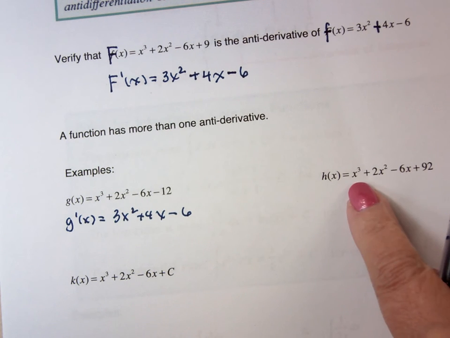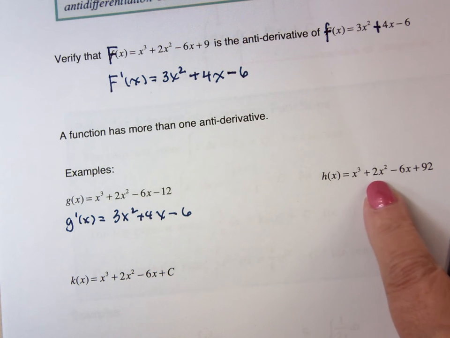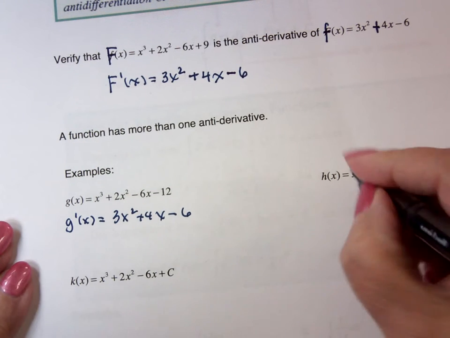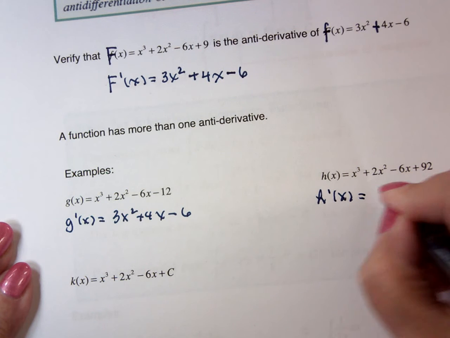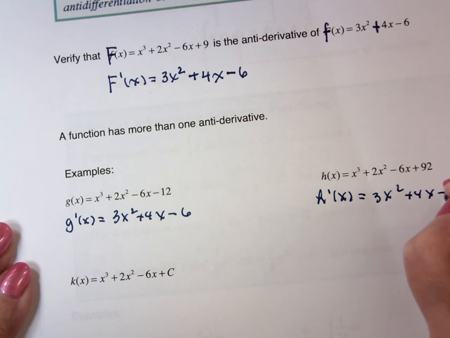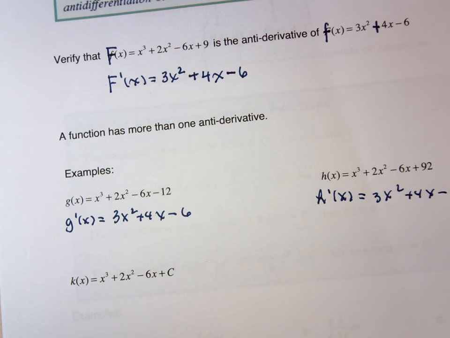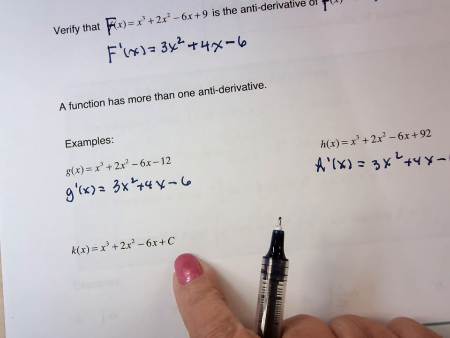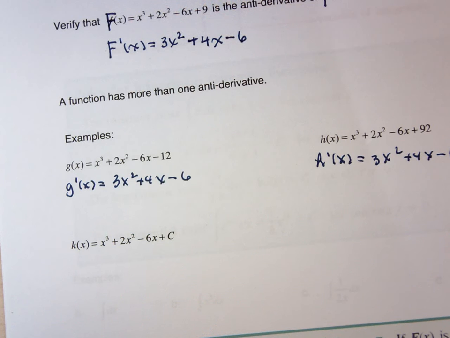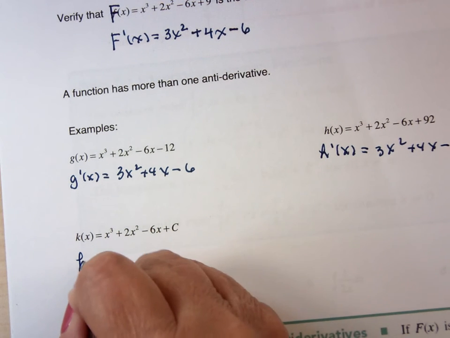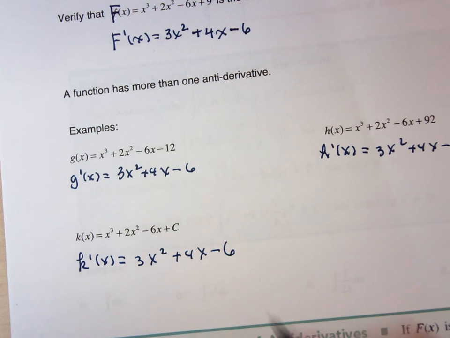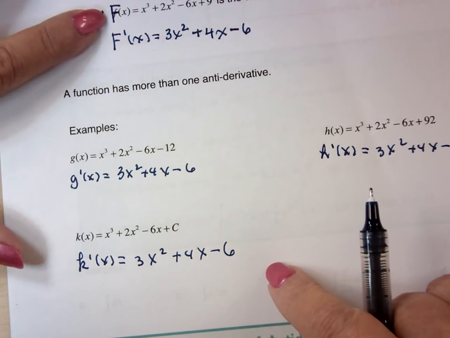Well, suppose that h of x is x cubed, and the only difference is 9 and 92. So h prime of x is 3x squared plus 4x minus 6, same as big F. The only difference is a constant. And I say, okay, well, if you're going to be that way, then let C be any constant. So what's the derivative? Well, k prime of x equals 3x squared plus 4x minus 6. And I said, you give me any constant, and it would be the same as the derivative of big F.